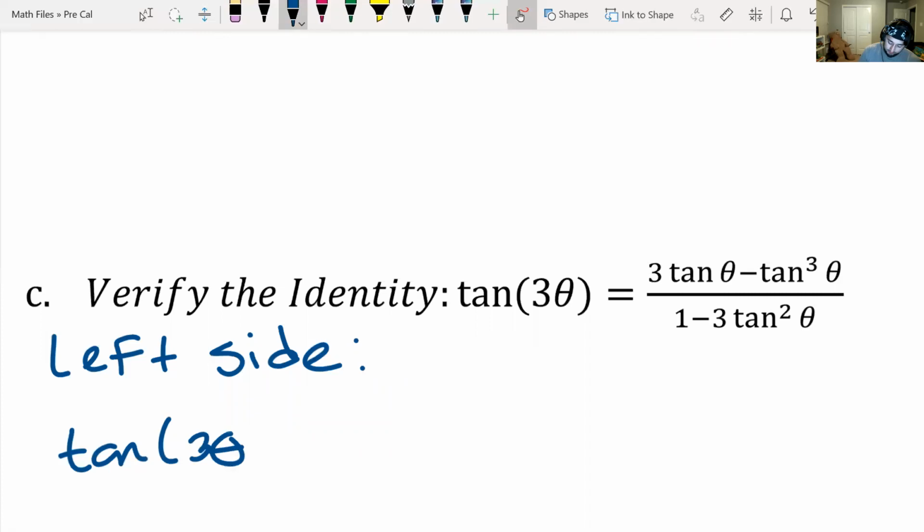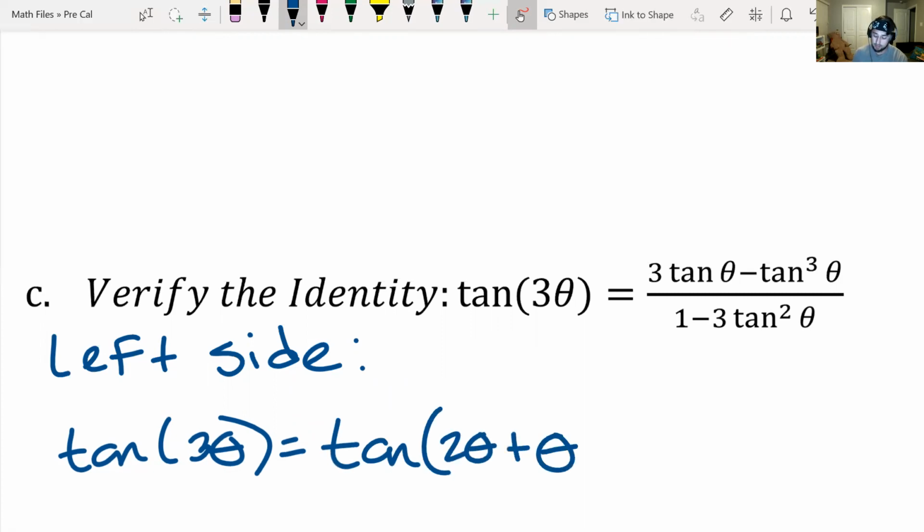So tangent 3 theta, just like the last problem, we're going to take 3 theta and break it into two angles. So this becomes tangent of 2 theta plus theta.